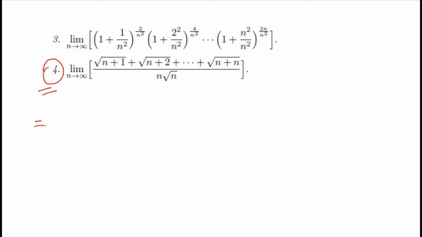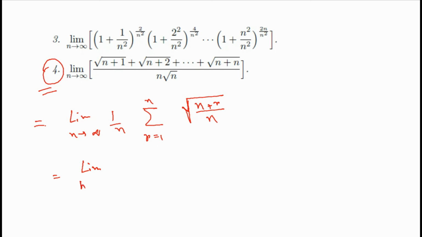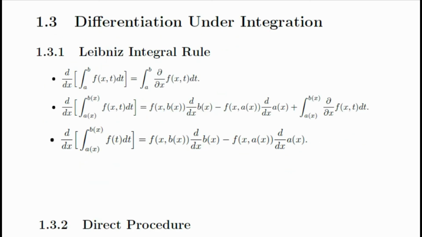Problem number 4, limit n tends to infinity 1 by n summation r equal to 1 to n square root of n plus r by n. And if you put 1 by n equal to h, so limit h tends to 0, h summation root under 1 plus rh, and ultimately you will get integral 0 to 1 root 1 plus x dx.